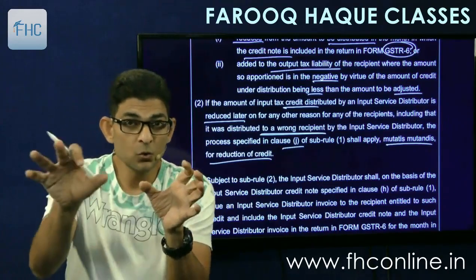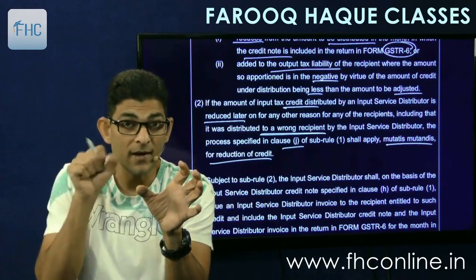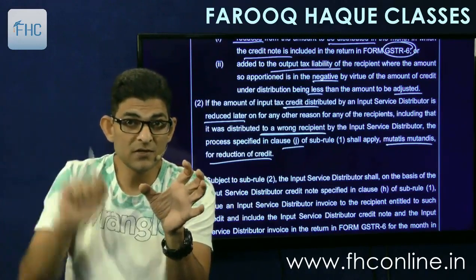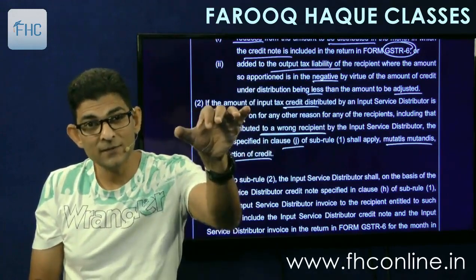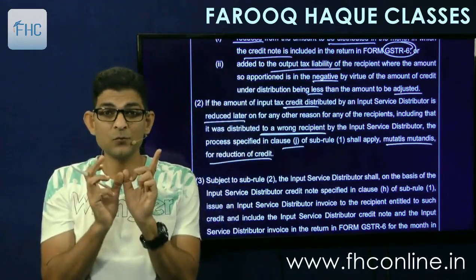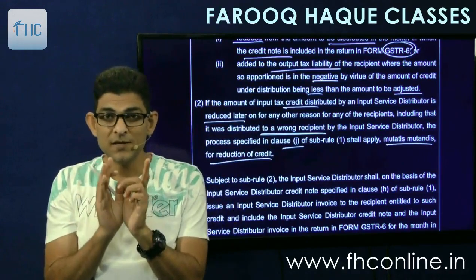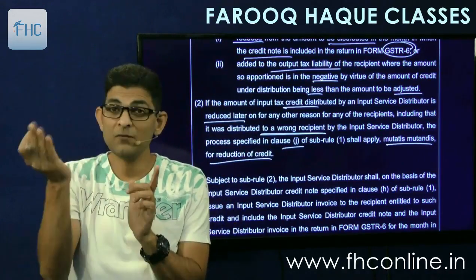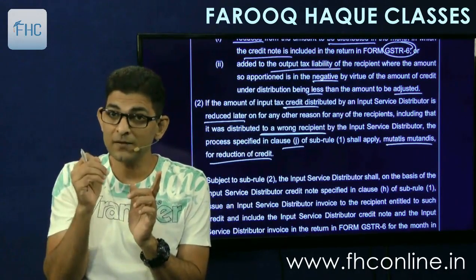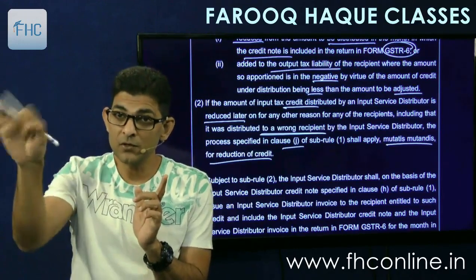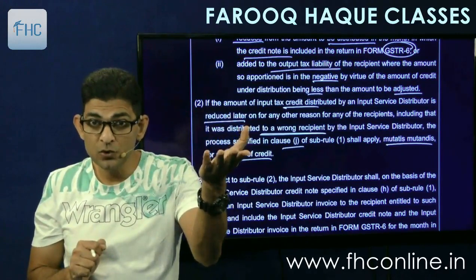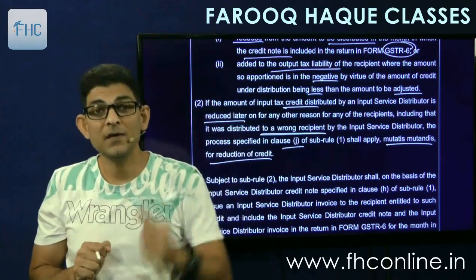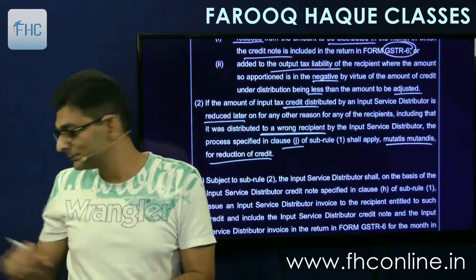Means I'll issue a credit note to unit 1 and take back the credit, so they will reduce it, and then I'll issue a debit note to unit number 2 who can avail the credit. So head office will have to do two things simultaneously. The one to whom we have wrongly distributed, we'll have to get it back, so we'll issue a credit note there. They will reduce the credit, and we'll issue a corresponding debit note to unit 2 for further availing of the credit.